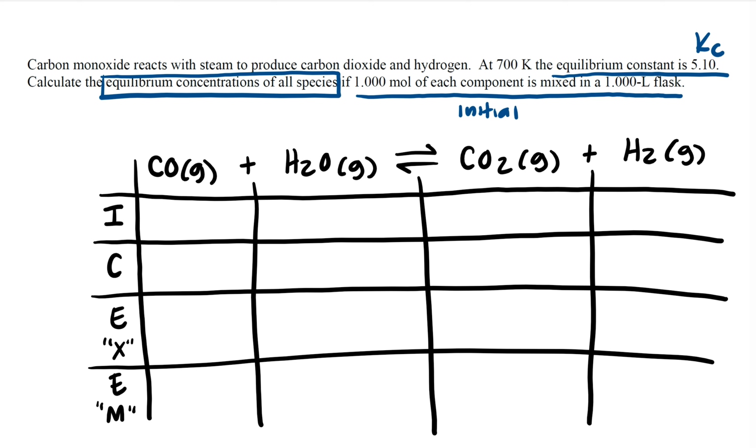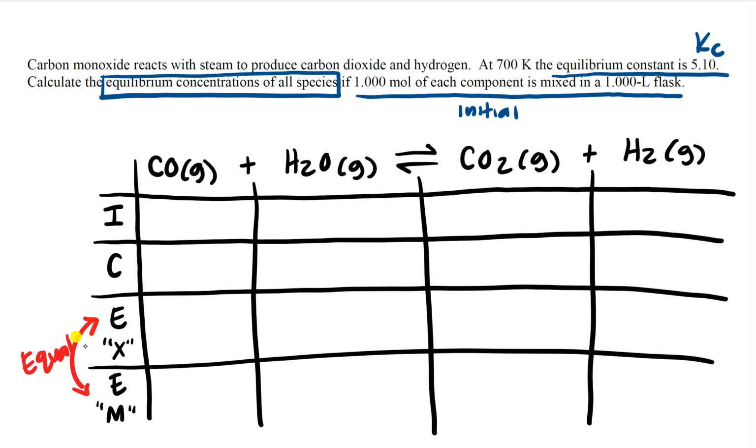All right, I have my skeleton of my ICE chart. Remember, I is for initial, C stands for change, or you can think of that as the coefficient part. E for equilibrium in terms of X, and then you have E for equilibrium, and those are going to be reported in molarities or your concentrations. And remember that these two E rows, they are equal to one another. And that's how a lot of times we're going to end up solving for X.